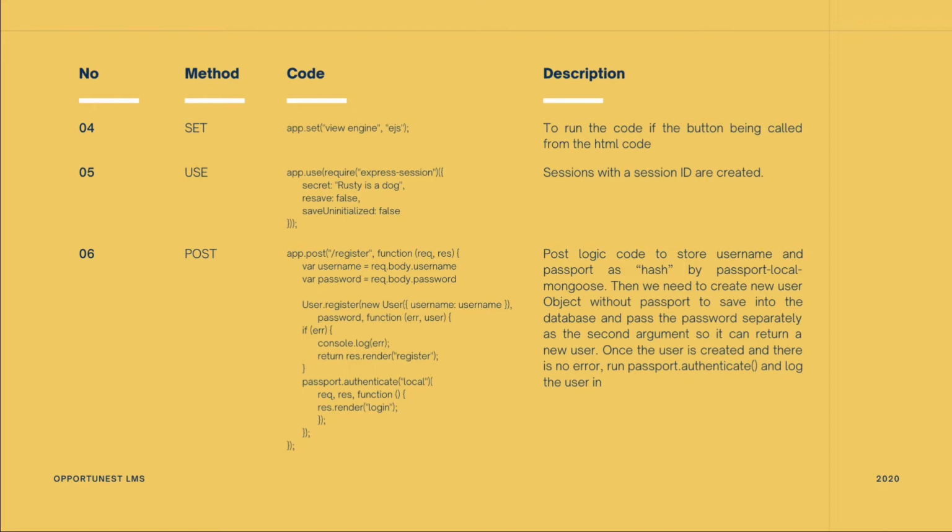to post, which is needed to post logic code to store username and password as hash by passport-local-mongoose, where we need to create new user object without password to save into the database and pass the password separately as the second argument so it can return a new user. Once the user is created and there is no error, run passport.authenticate and log the user in.